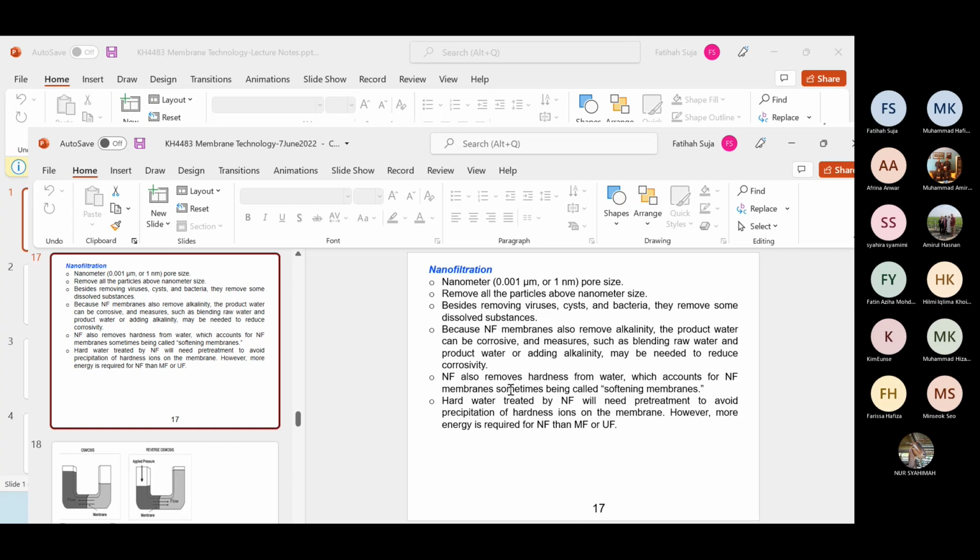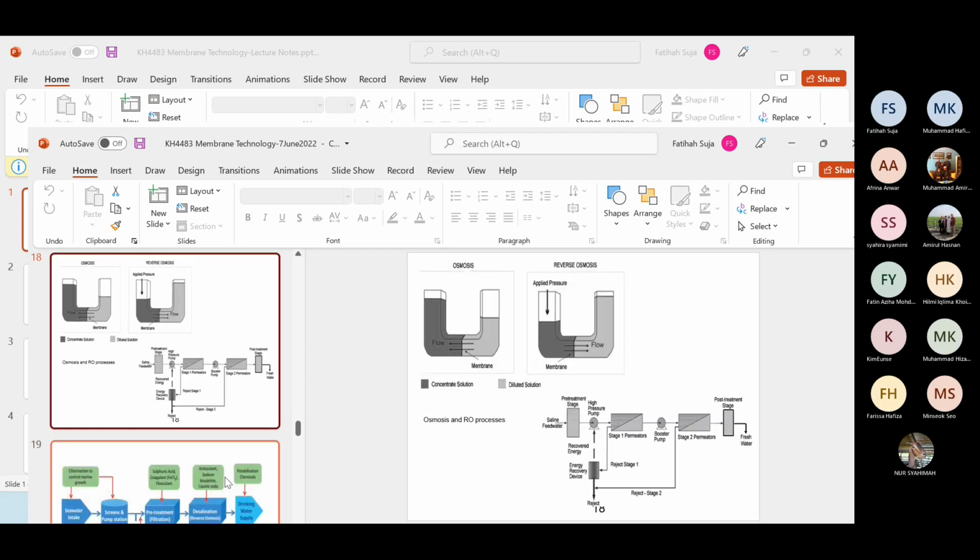Okay. Nanofiltration also removes hardness from water. Hard water will need to be pre-treated with nanofiltration. Maybe you will need a lot of energy for nanofiltration, then maybe you have to use macrofiltration and then ultrafiltration and nanofiltration, depending on the turbidity of your water. Okay.